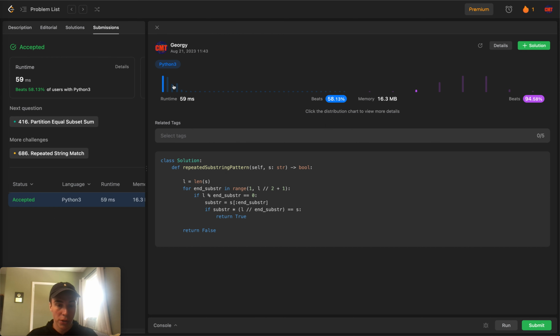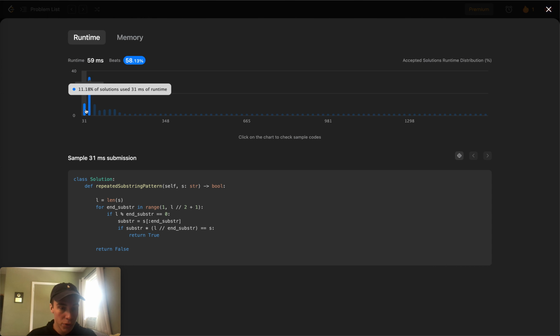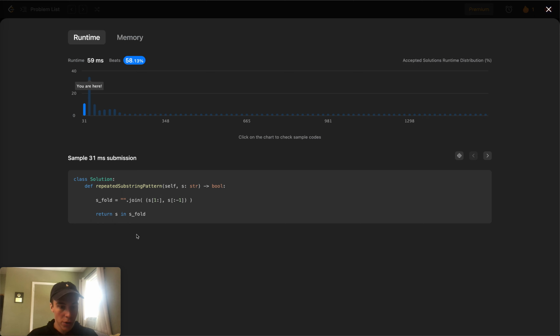Let's now look at a comparison of my solution and others. Currently there's just one faster, and what are they doing here? Okay, I see what they're doing here. They're joining two of the input strings together, and then they're removing the first character and the last character, which doesn't affect the pattern within the string itself. And then if there is a pattern, they're seeing if the input string S is in the joined string.